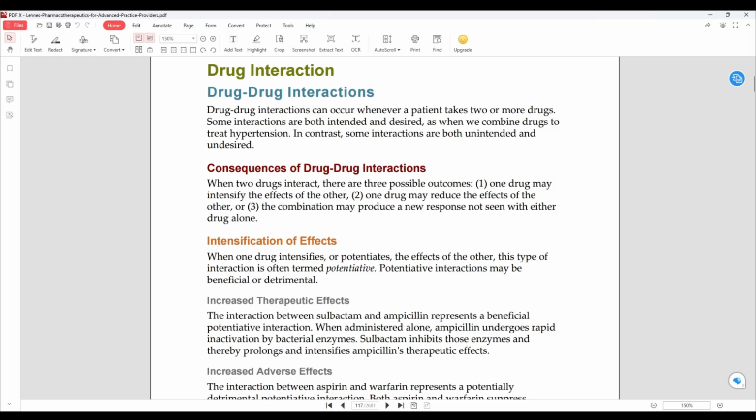So, the consequences of drug-to-drug interactions. When two drugs interact, there are three possible outcomes. One drug may intensify the effects of the other, one drug may reduce the effects of the other, and the combination may produce a new response not seen when either drug is used alone.